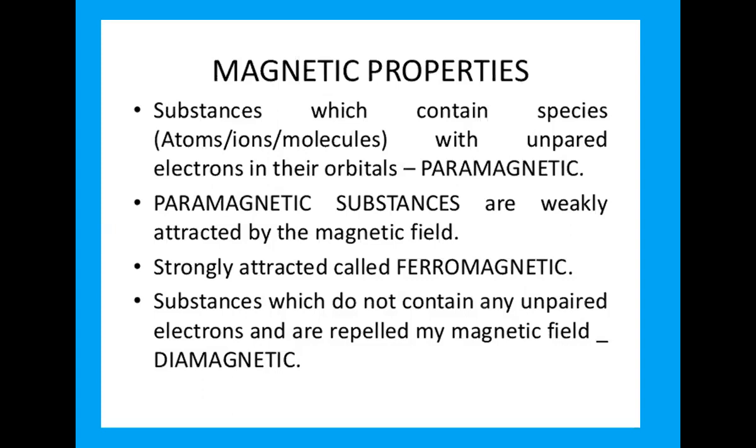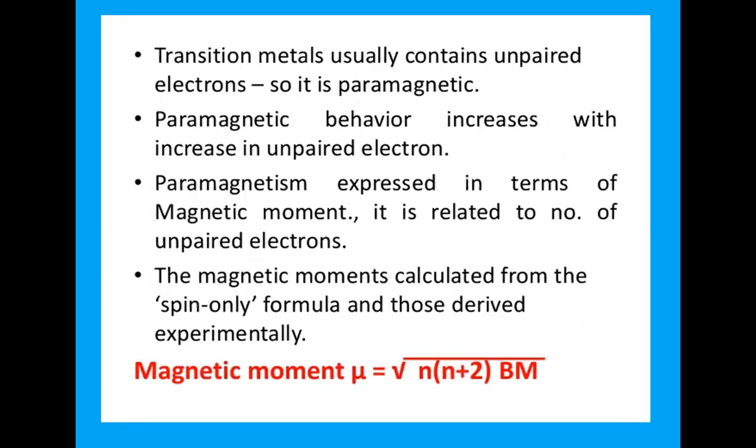The three magnetic properties that one can predict with a d block element may be paramagnetism, ferromagnetism, or diamagnetism. So transition metals usually contain unpaired electrons. That is why they are paramagnetic. This paramagnetic behavior increases with an increase in unpaired electrons, that leads to ferromagnetism.